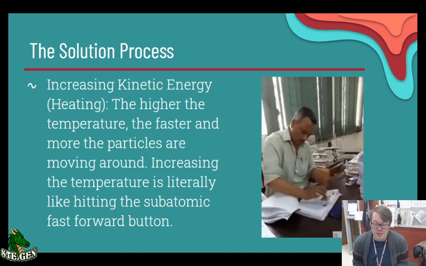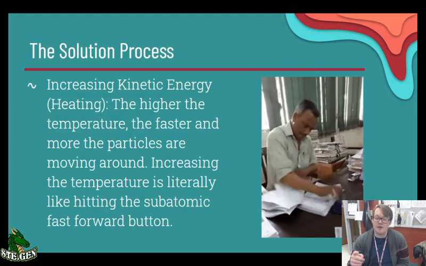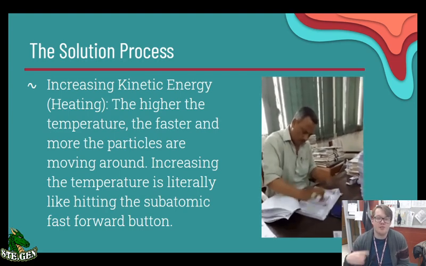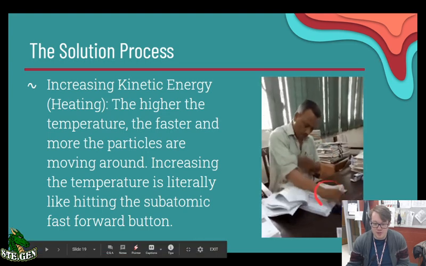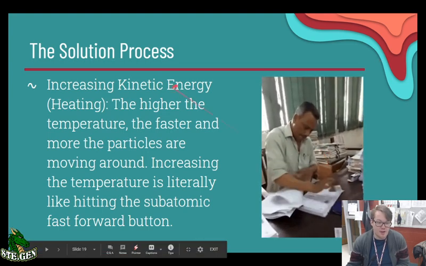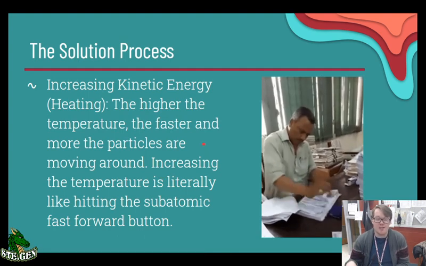So the kinetic energy of the particles is going to increase, meaning again, it's going to do the same thing, but increasing kinetic energy is going to make it happen faster, like this very fast gentleman right here who's just going away at this paperwork here. So increasing the temperature is literally like hitting the subatomic fast forward button.